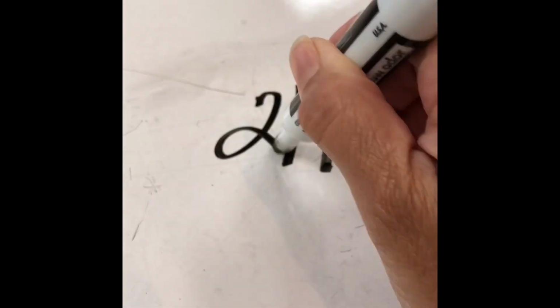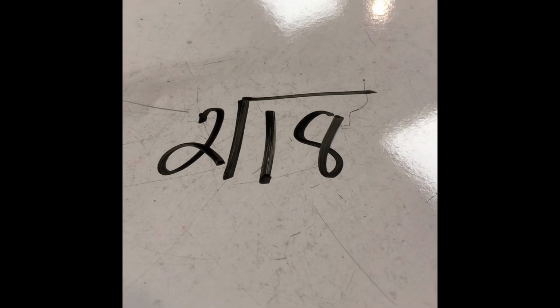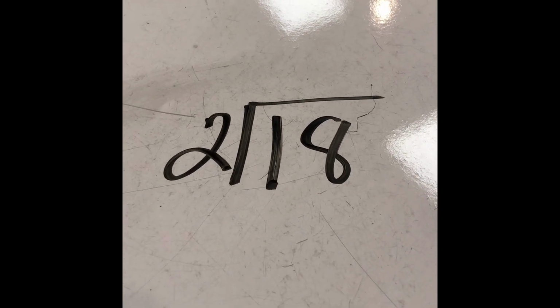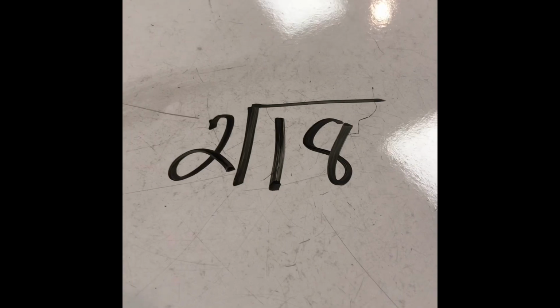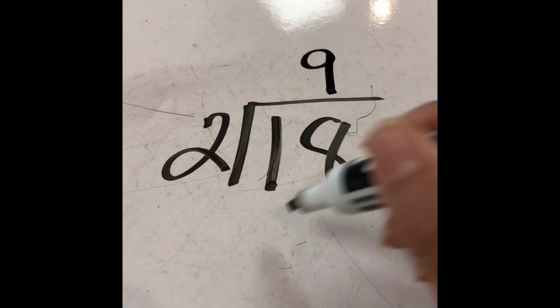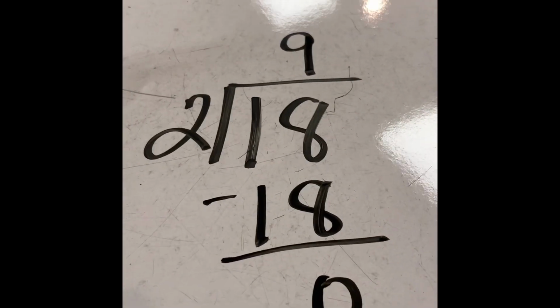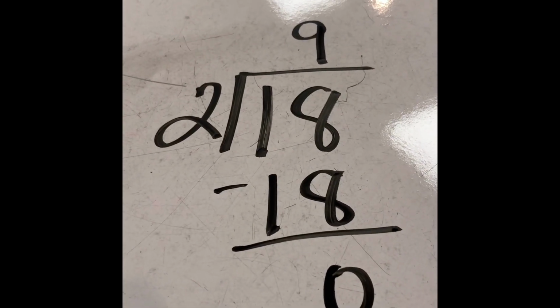One more. Let's go with 18. So 18 divided by 2. What times 2 equals 18? Or how many times does 2 go into 18? Or half of 18 is 9. 9 times 2 is 18. We subtract, make sure there's no remainder. We know the answer is correct. Okay?